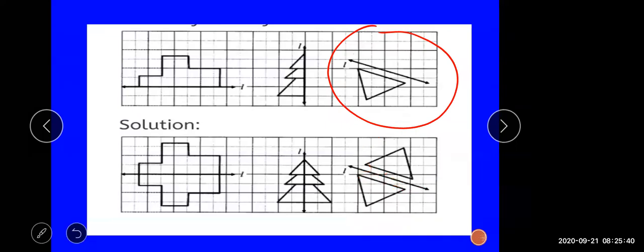Now our lesson is completed here. If you have any question, you can ask me. Again, I have some questions to ask you, but before I start, you can ask me your question.